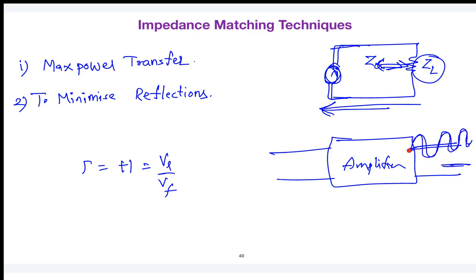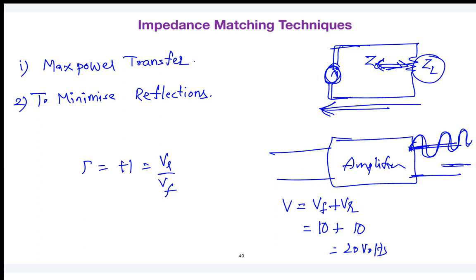So as a result, what will happen? The net voltage on the line will be the sum of forward voltage plus reflected voltage. You are pumping 10 volts and the full 10 volts is getting reflected back. So altogether, because of the same phase, there will be a 20 volt signal, which is double that of what you are actually forwarding. So if the amplifier is giving 10 volts, the amplifier has to be protected for 20 volts if it is open circuit.